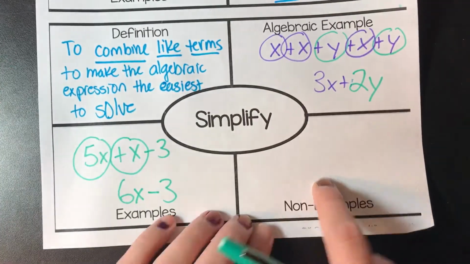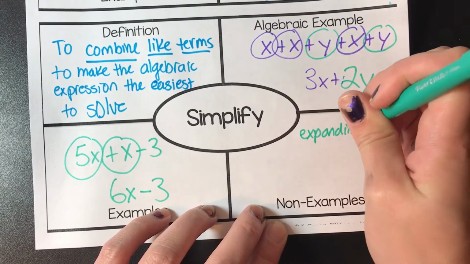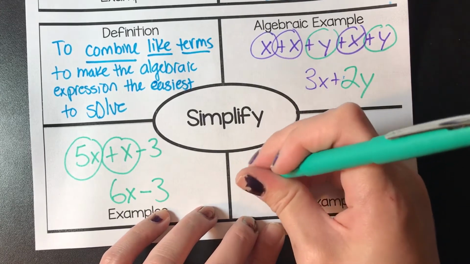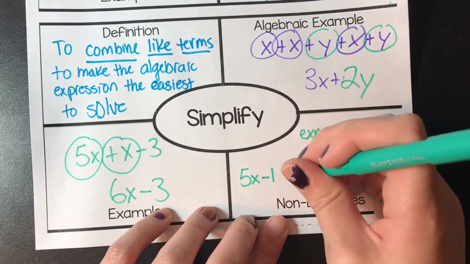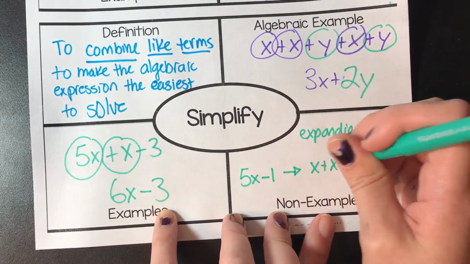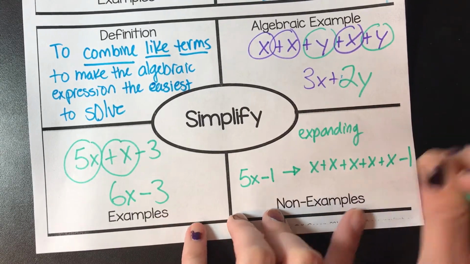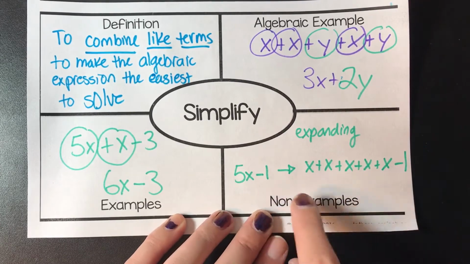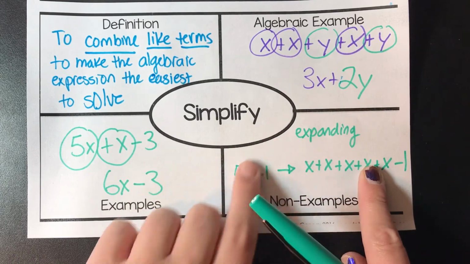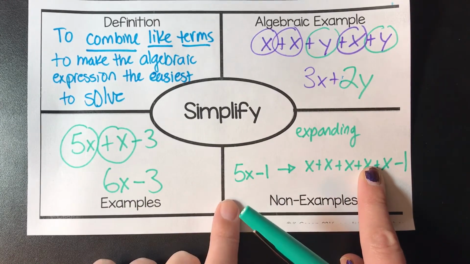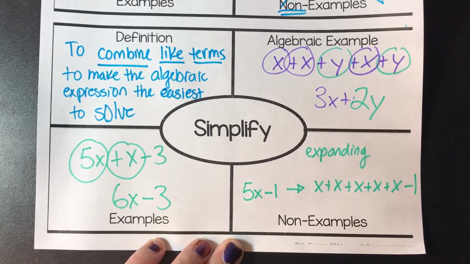A non-example, the opposite of simplifying, would be like expanding. Like if you took 5x minus 1 and you changed it to x plus x plus x plus x plus x minus 1. You're making your job harder. You're going to have to plug in more numbers into the x boxes than if you were just to multiply 5 times x. So make sure you have all this in your notes. When you are ready, you may move on to the next page.